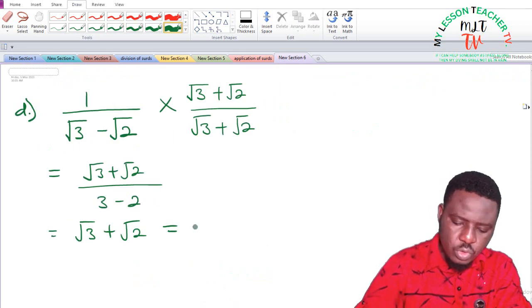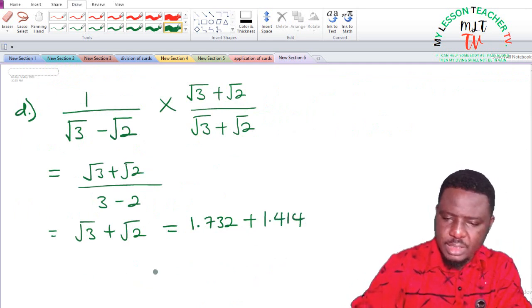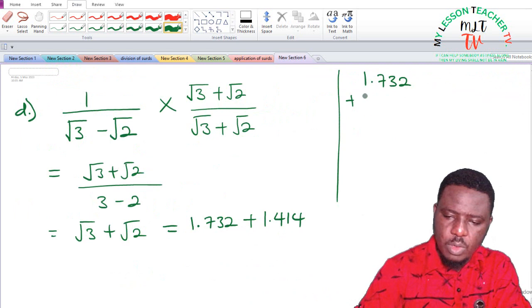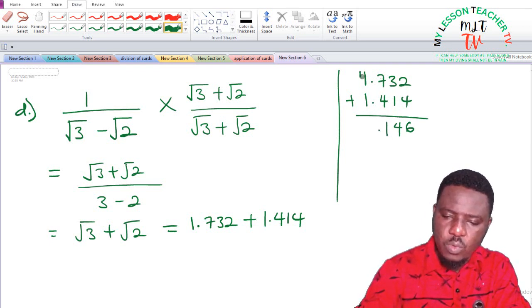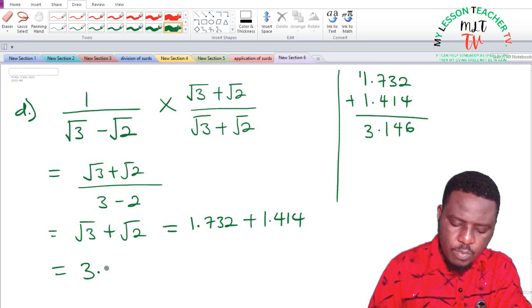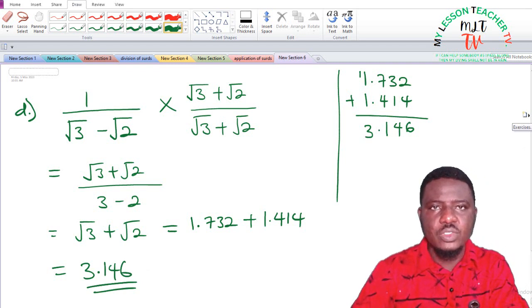But we already have it given that root 3 is 1.732. So we then substitute 1.732 plus 1.414. And when you add this, let's do it here. 1.732 plus 1.414. 2 plus 4 is 6. 3 plus 1 is 4. 7 plus 4 is 11. Carry 1. And 1 plus 1 plus 1 gives us 3. So our answer is equal to 3.146.